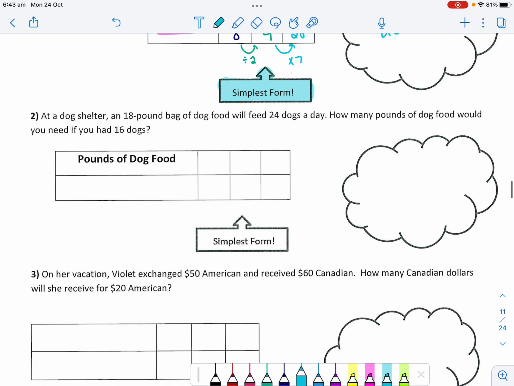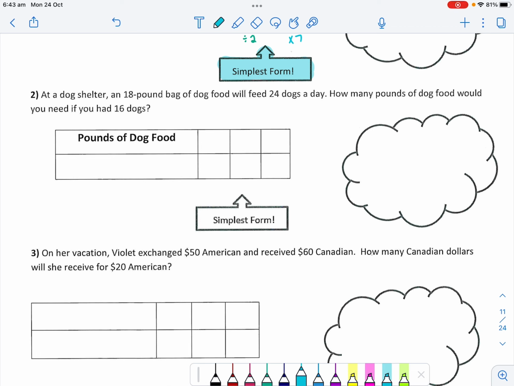Number 2 is an example that we've seen before, the pounds of dog food and the number of dogs it can feed. So it says at a dog shelter, an 18-pound bag of dog food. So here's my pounds of dog food. Will feed 24 dogs a day. So that's going to be the bottom part of my table. So I'm going to say that this is dogs. So 18 pounds of dog food will feed 24 dogs a day. How many pounds of dog food would you need if you had 16 dogs? So I know that that goes in the bottom part of my table.